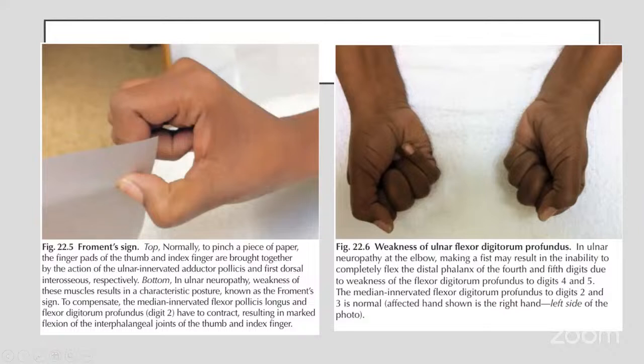On asking the patient to make a closed fist, if there is a weakness of ulnar flexor digitorum profundus, the patient may be unable to make a fist properly, resulting in slightly outward positioning of the nails, as we can see on the right hand of the patient.